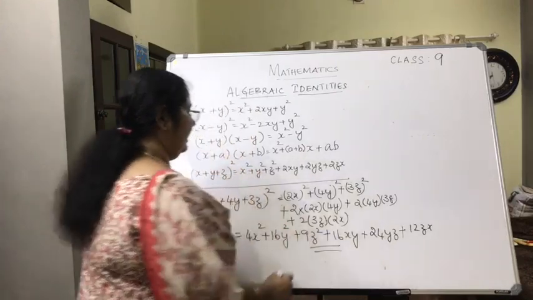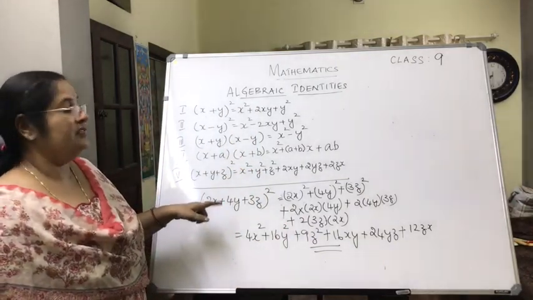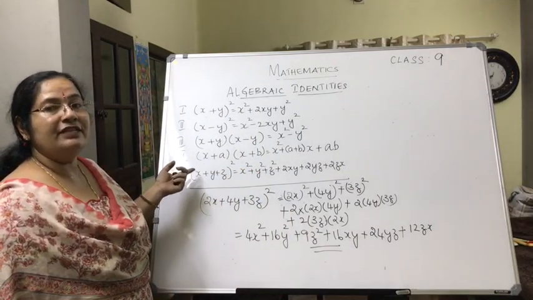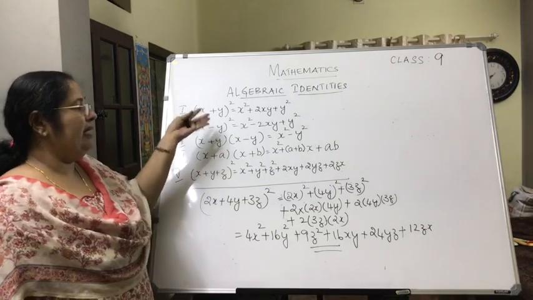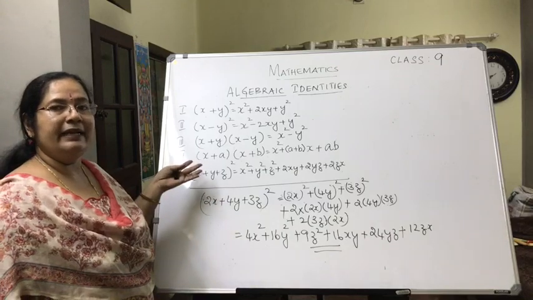This is the expanded form for the given question. Which identity did we use? We have taken identity number 5. So, understood how to expand and evaluate using the identities.